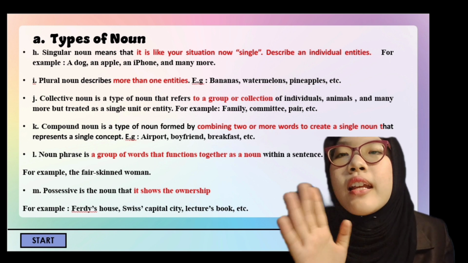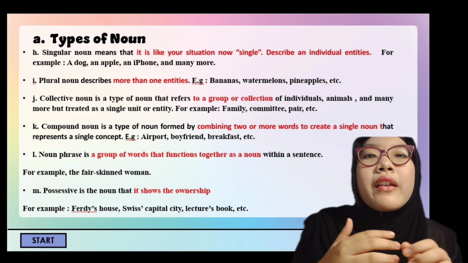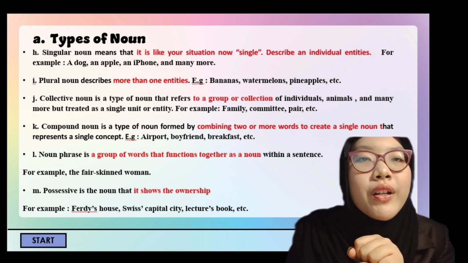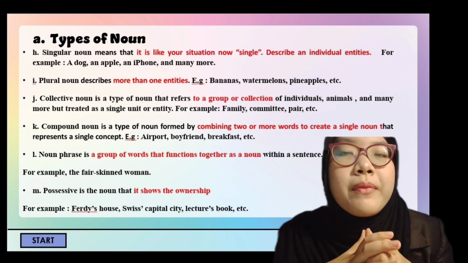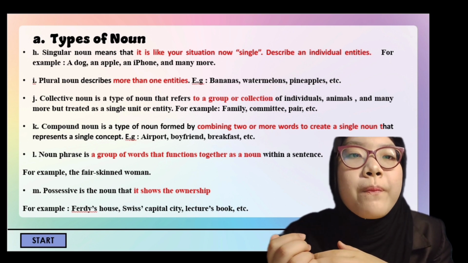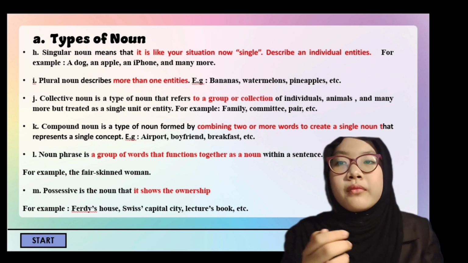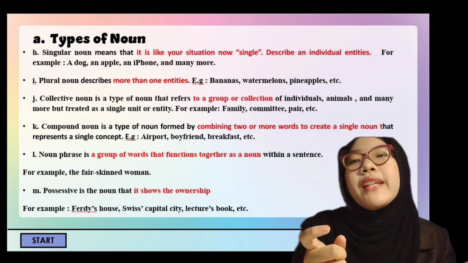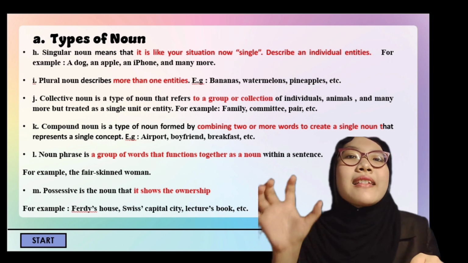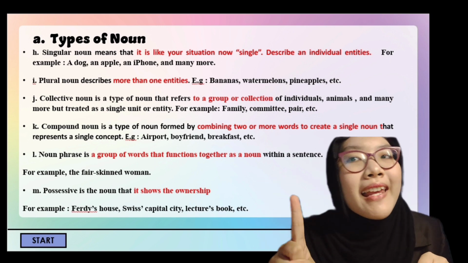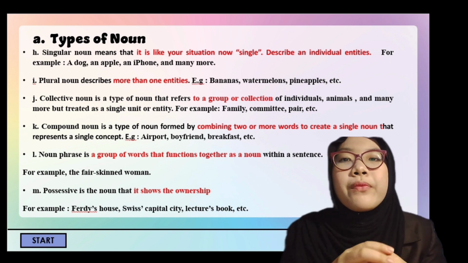And also the next one is about the compound noun. It's a type of noun that is formed by combining two or more words to create a single noun that represents a single concept, such as airport, boyfriend, breakfast, and etc. The next one is about noun phrase. Noun phrase is a group of words that function together as a noun within a sentence. For example, the fair-skinned women.